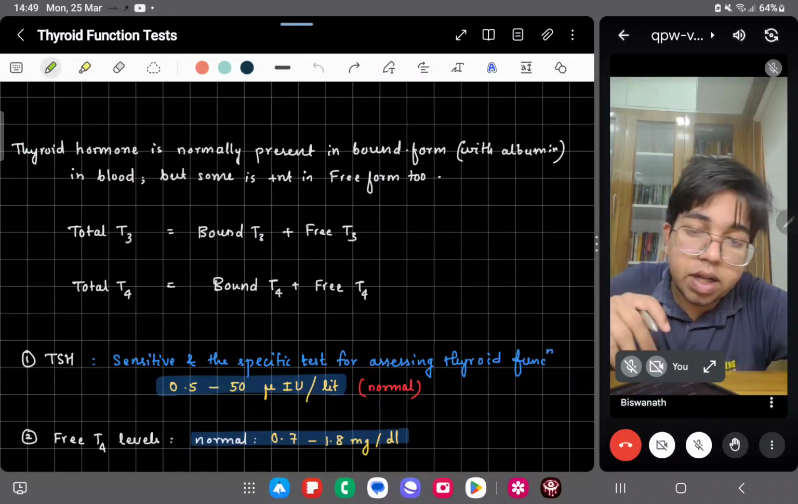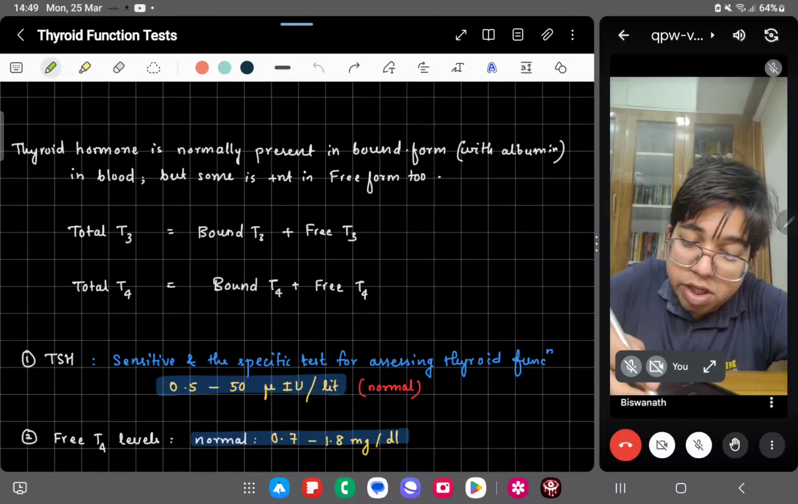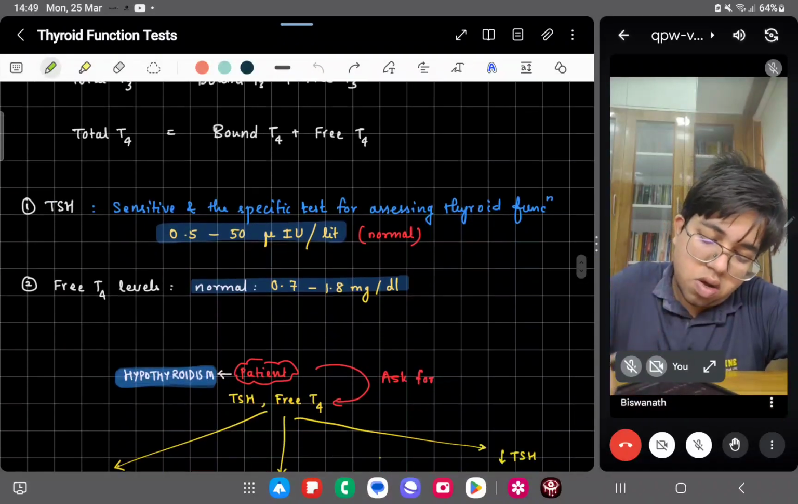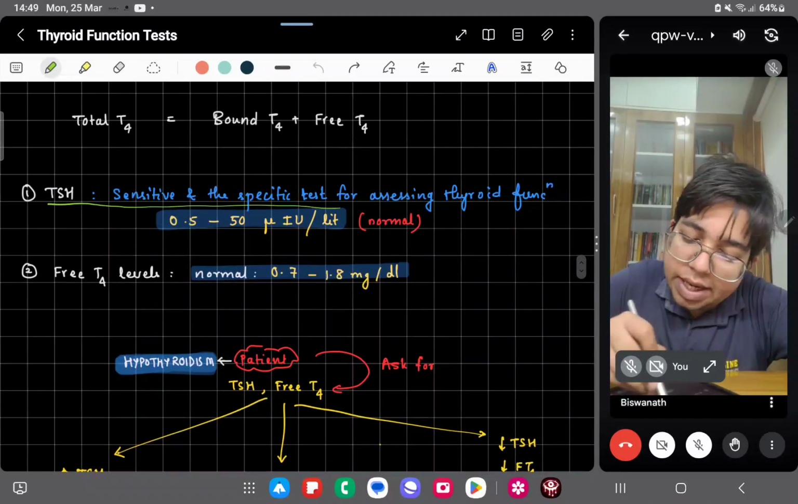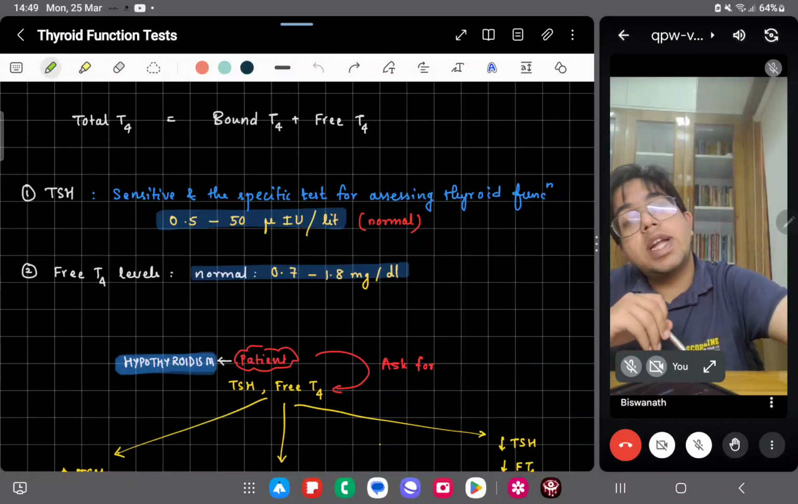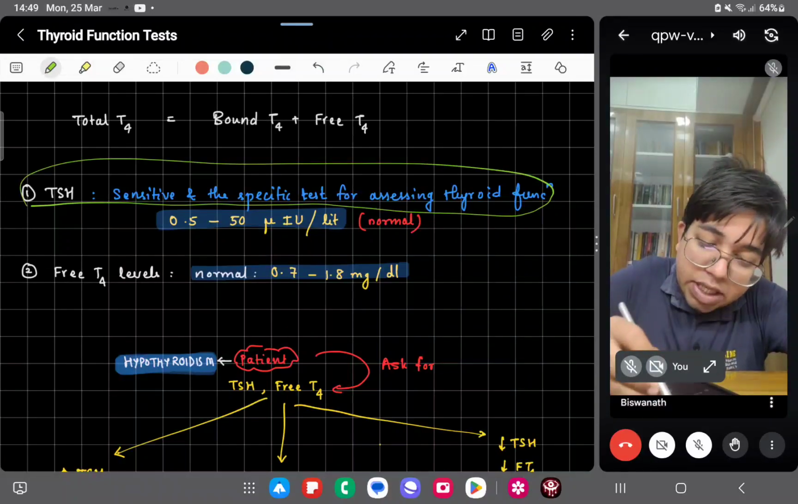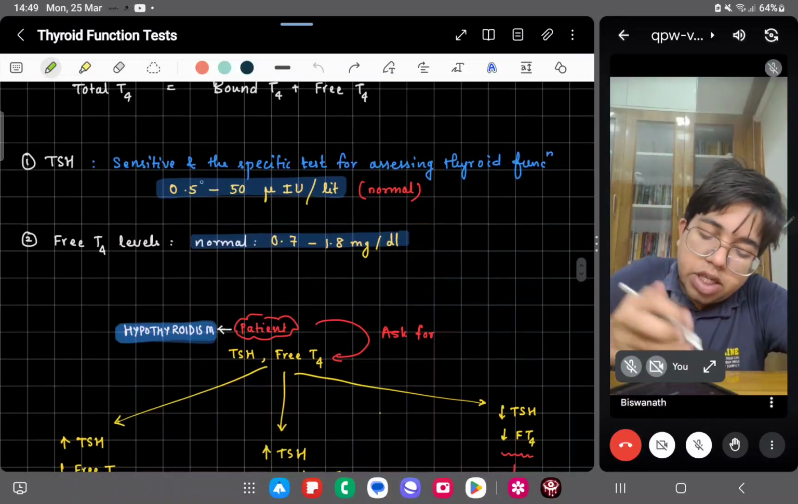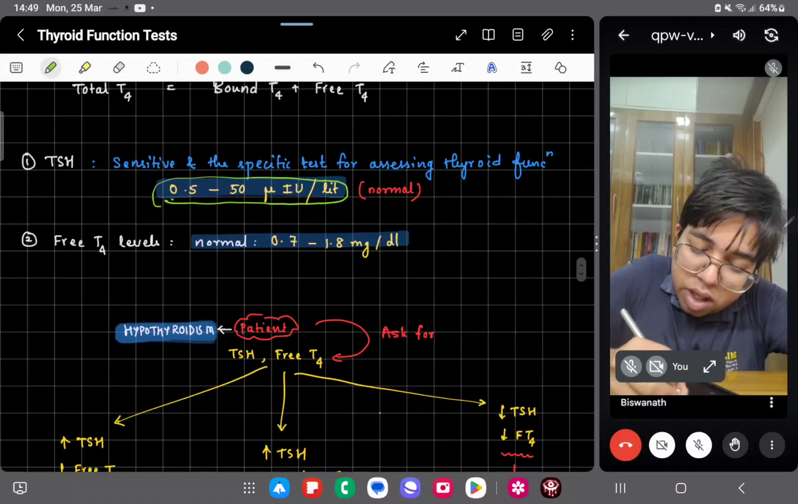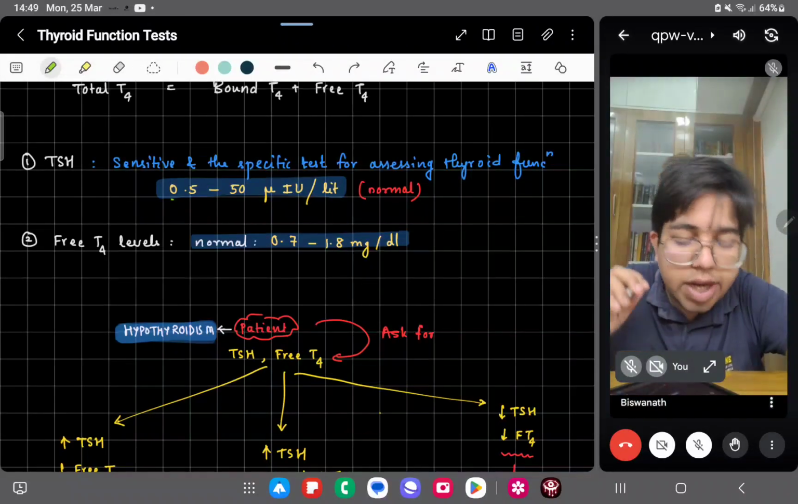We saw this statement. What are the percentages? 75, 20, and 5. You know this from physiology. TSH is a sensitive and specific test for assessing thyroid function. So in biochemistry, we are focusing on assessment of thyroid function, and TSH is a sensitive and specific test for your thyroid functioning. 0.5 to 50 mIU per liter is the normal TSH level.